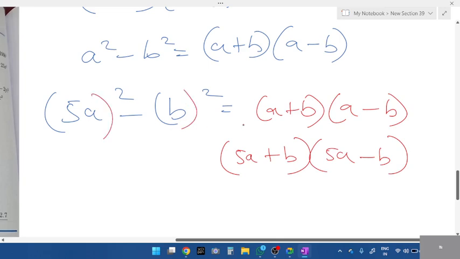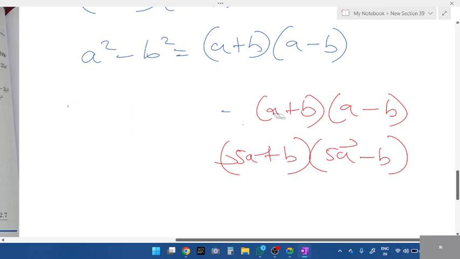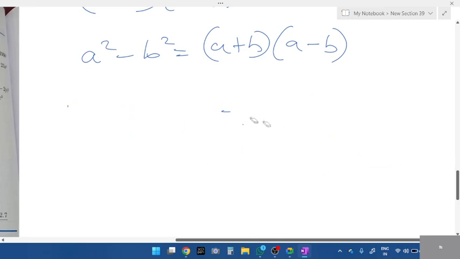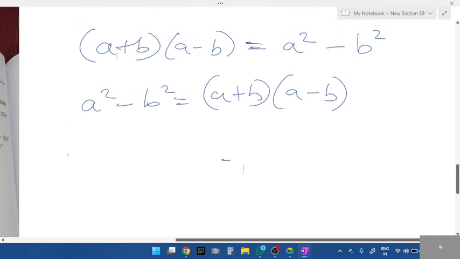Can you see I've just added both once and I've subtracted once? I've added and I've subtracted. Understand this concept. So make a note of this formula, both the ways. If I ask you A plus B into A minus B, the answer is A square minus B square. In some questions, they'll give A square minus B square, the reverse, A plus B into A minus B.